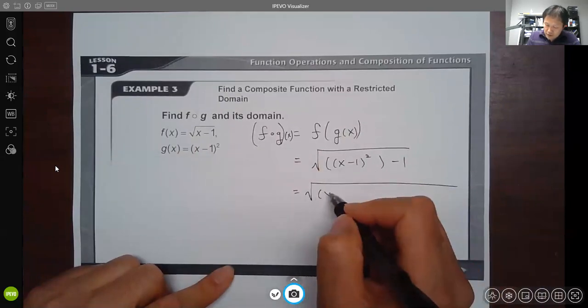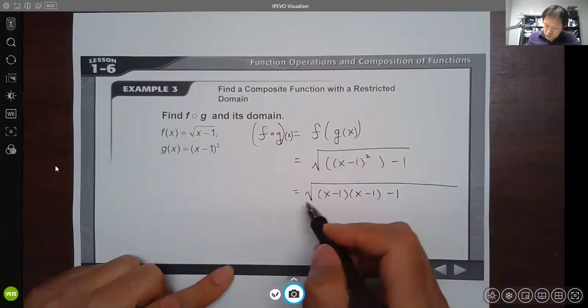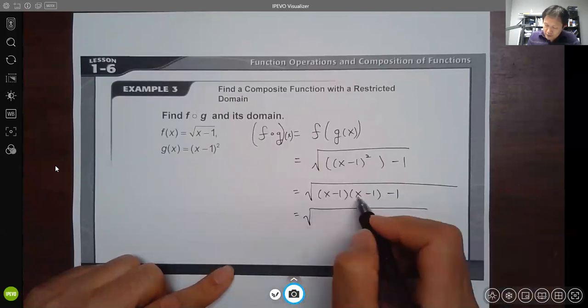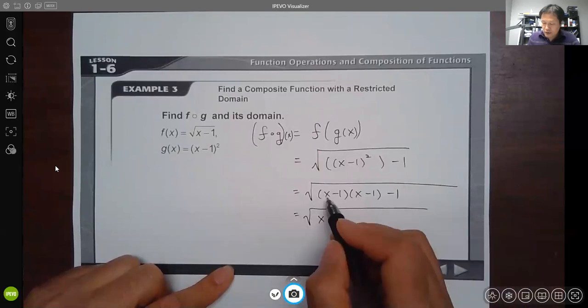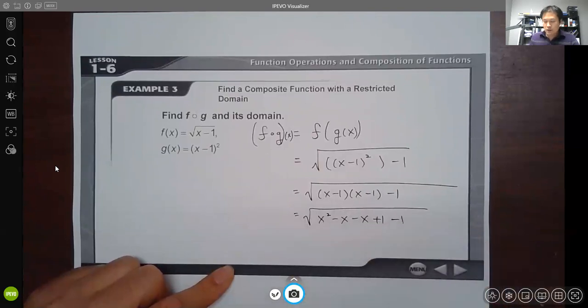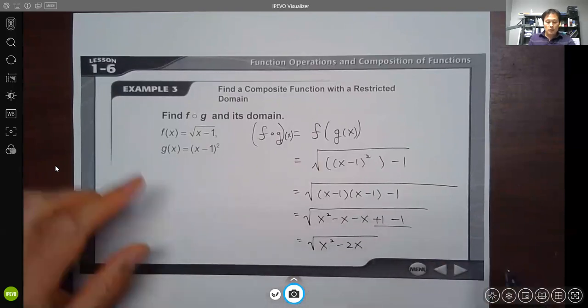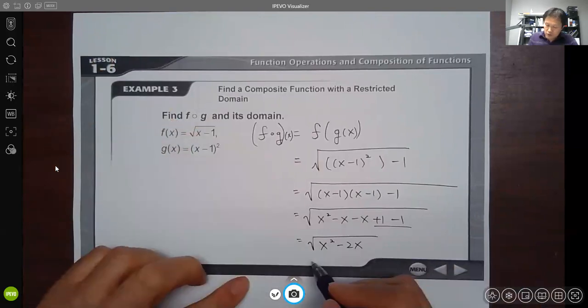So x minus 1, you're going to square it. You distribute this: x times x, x squared; x times minus 1, minus x; minus 1 times x, minus x; minus 1 times minus 1, plus 1. Plus 1, minus 1, they're going to disappear. So it becomes x squared minus 2x. That's the composite function, I found it.